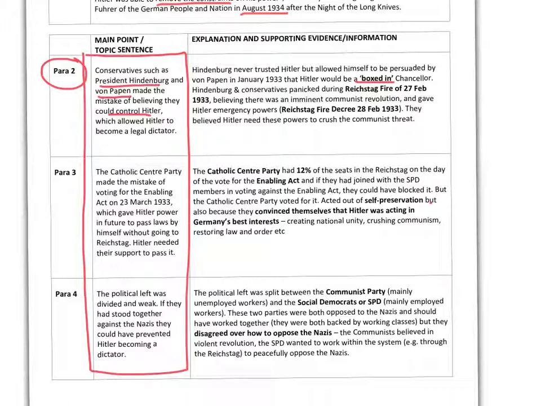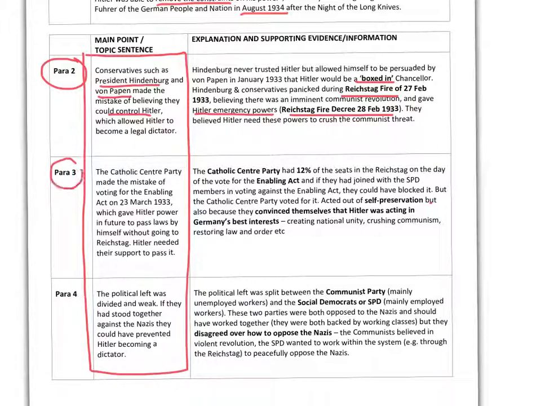Now you can develop this further. You can see examples. I put them in bold. That sort of arrogance that they believe they could use Hitler worked against them. So, for example, on the 27th of February, the Reichstag fire, the Conservatives panicked and they gave Hitler emergency powers called the Reichstag Fire Decree.